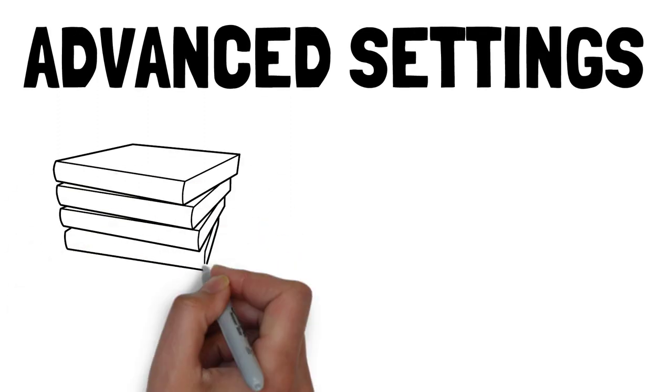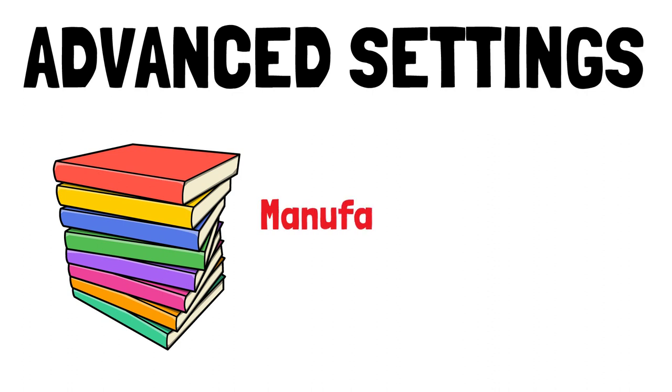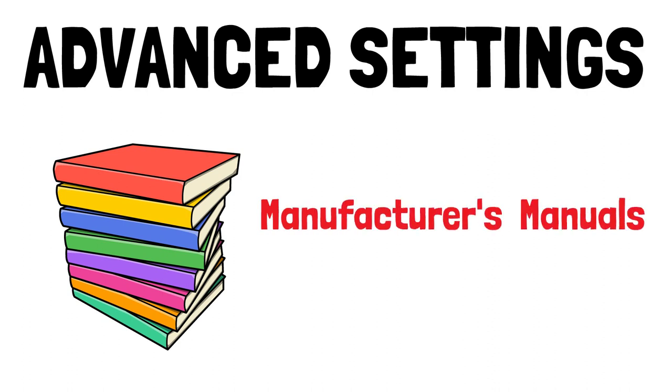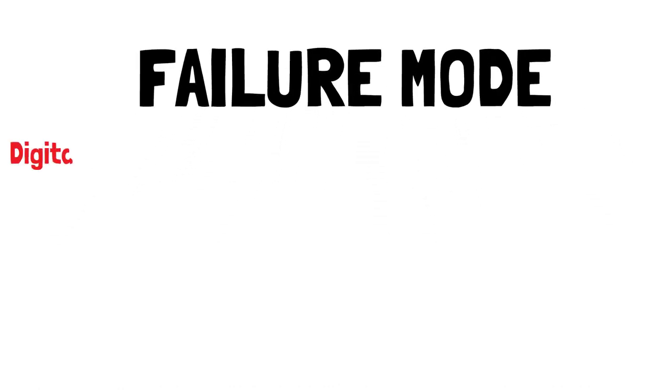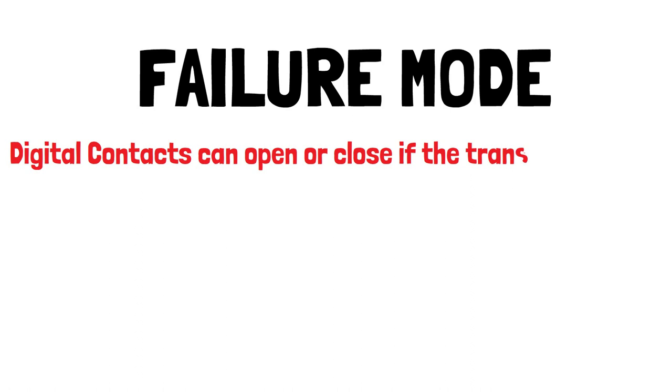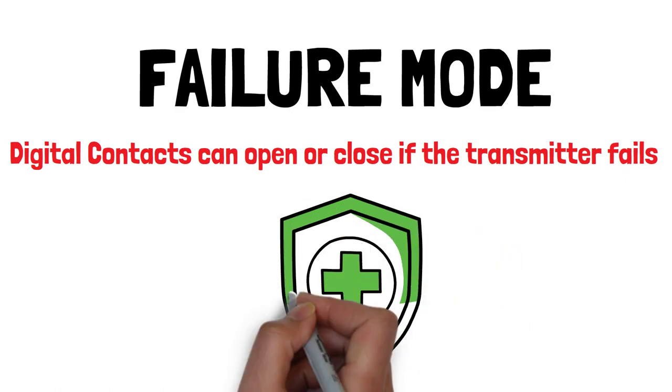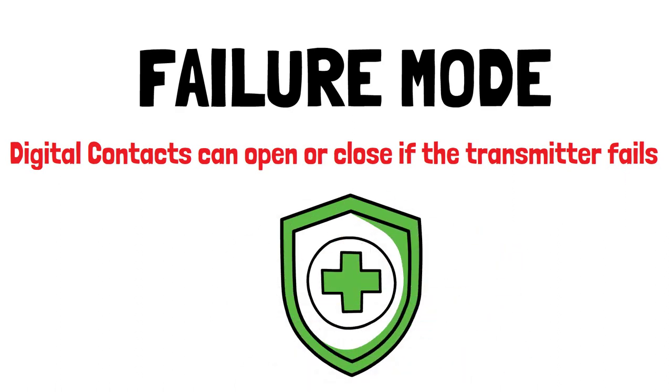But always remember to consult the manufacturer's manual for any specific equipment you are looking at. Failure mode. In a lot of trip amps, you will have the ability to determine what happens to the digital contacts if the transmitter or analog signal goes open circuit. This is especially important to consider when thinking about safety functions.